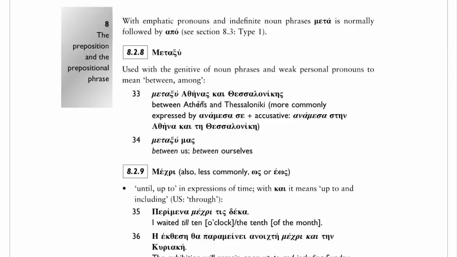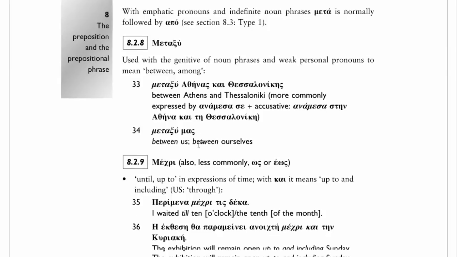Μεταξύ Αθήνας και Θεσσαλονίκης. Between Athens and Thessaloniki, more commonly expressed by ανάμεσα σε plus the accusative plus a part with the direct object. Ανάμεσα στην Αθήνα και τη Θεσσαλονίκη.